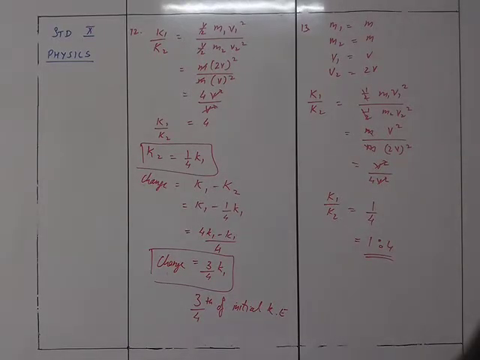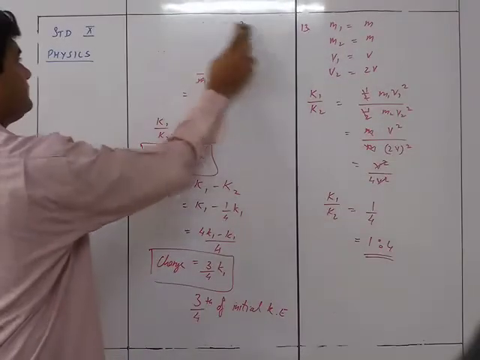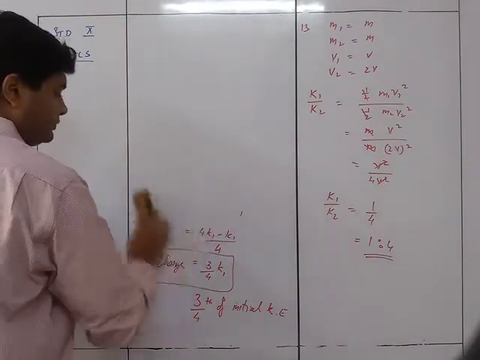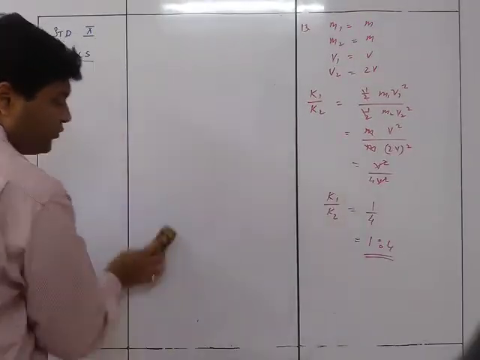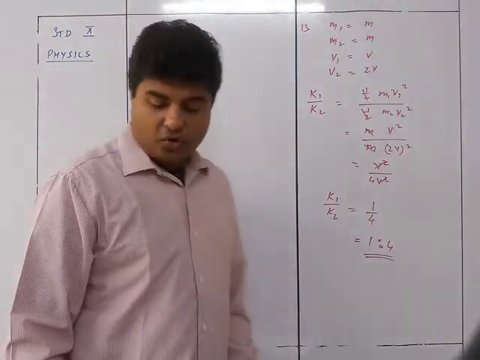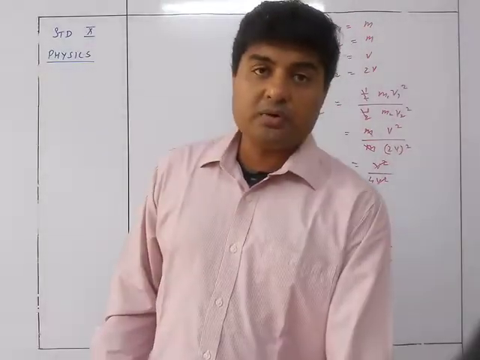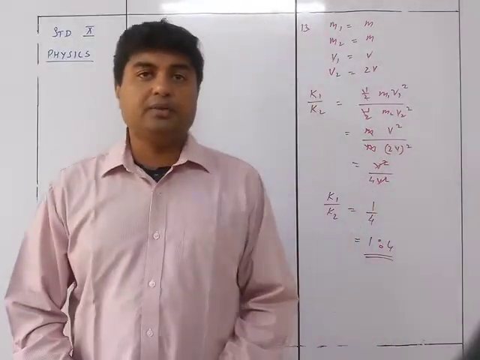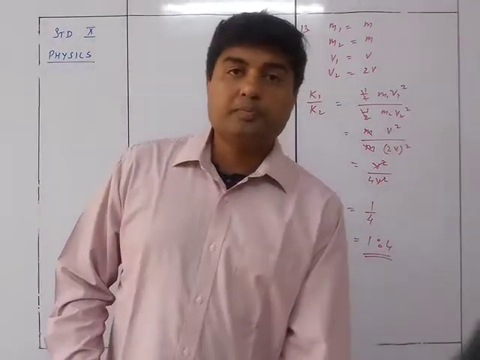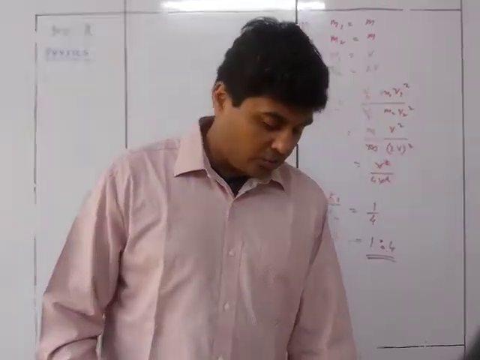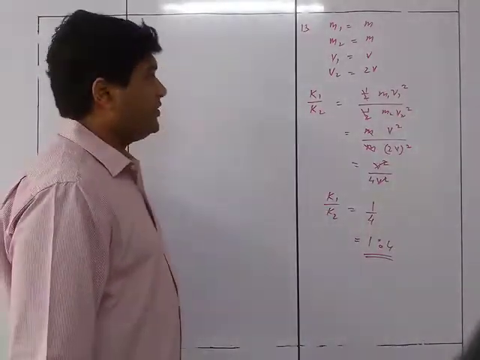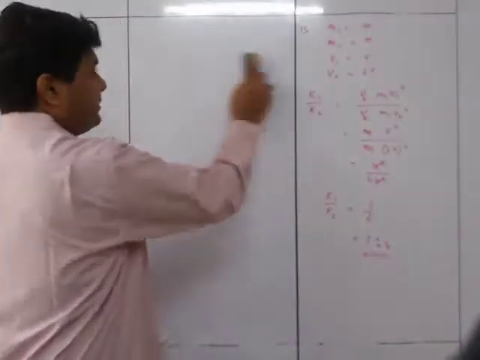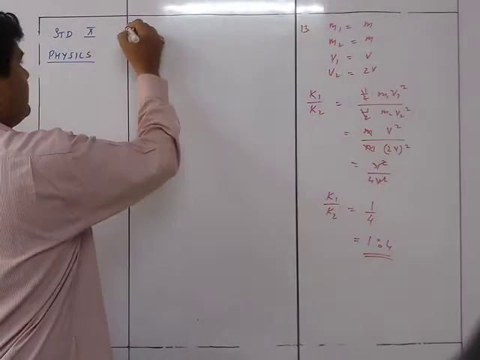So we continue with sum number 14 now. Sum number 14 of the exercise for work, energy, power, second part, regarding the different types of energy. We are done till sum number 13 in the previous video. We now take up sum number 14.